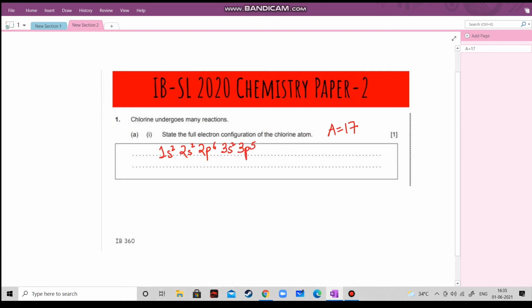If you remember the filling order, we fill in this way: 1s, 2s, 2p, 3s, 3p, 3d, 4s, 4p, 4d. Firstly the 1s subshell will be filled, then the 2s, then 2p, then 3s, then 3p, and then 4s, and we exhaust our electrons when we reach 3p. So this is our final answer.